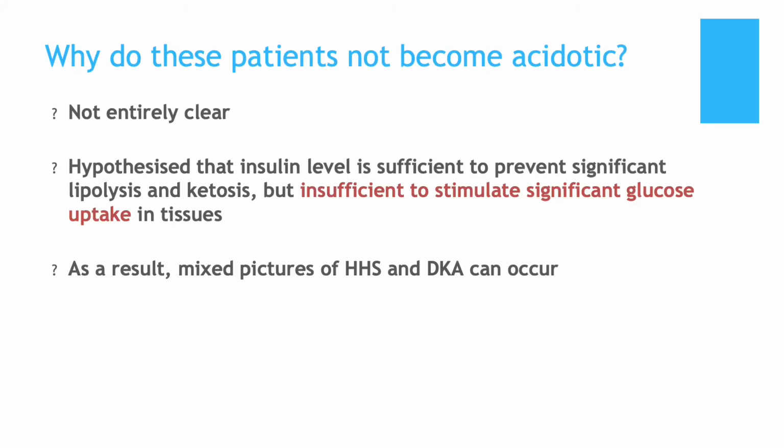So why don't these patients become acidotic? Why don't these high BMs lead to an acidosis as they do in DKA? Well, it's not entirely clear. We think that it's because the insulin level in these patients is sufficient to prevent significant ketosis, but it's insufficient to stimulate significant glucose uptake in the tissues. So as a result, you can get some mixed pictures of HHS and DKA for patients who have fluctuating insulin levels.